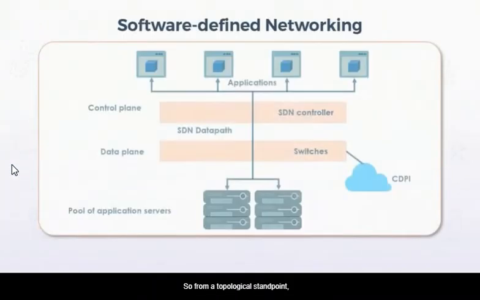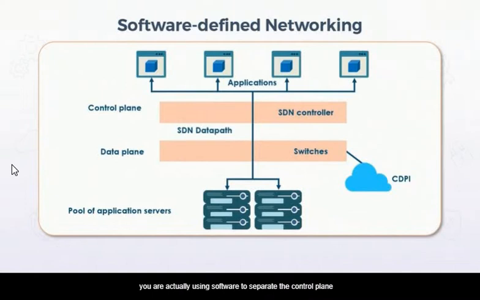So from a topological standpoint, you are actually using software to separate the control plane from the data plane, and what SDN uses is an SDN controller. And then there's a data path from the switch, which could be a physical switch or a virtual switch, to the control plane, which is now managed by an SDN controller, as opposed to some type of operating system function or some modular component on the switch or the router itself.